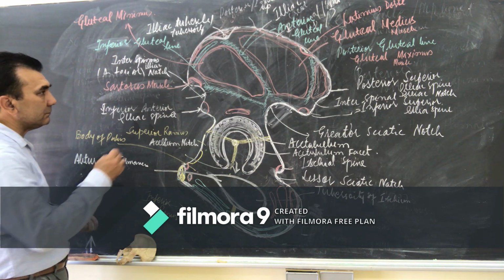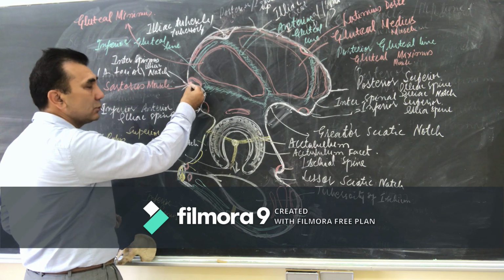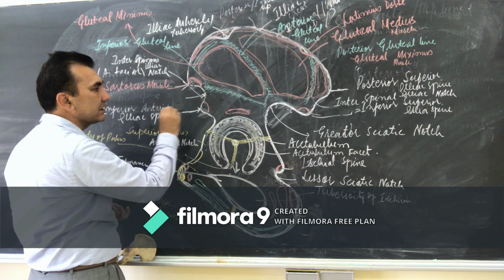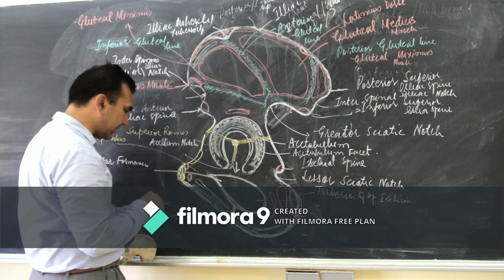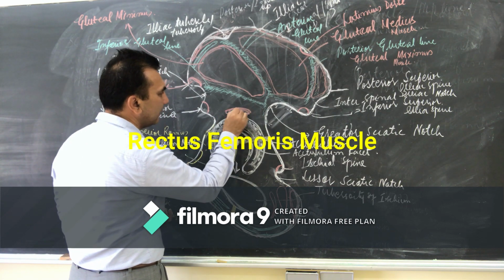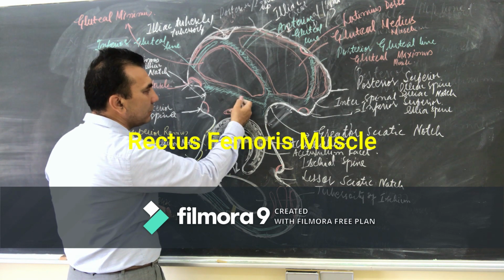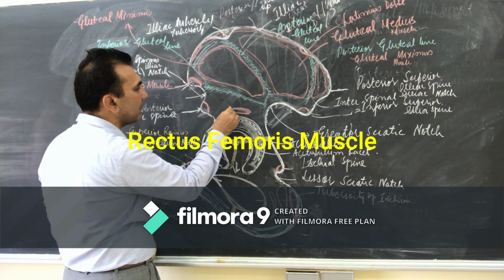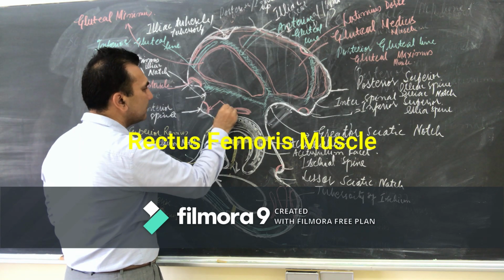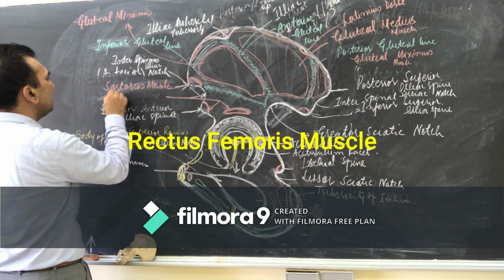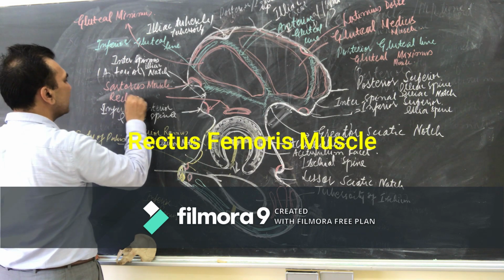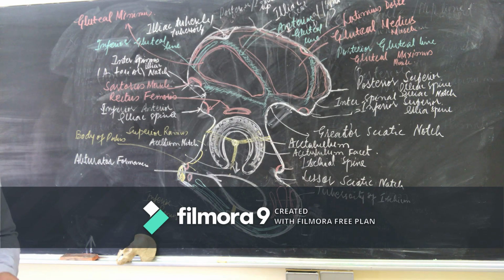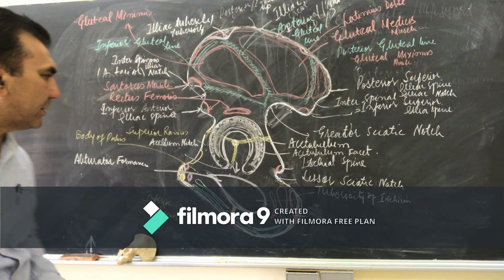Just below the anterior superior iliac spine is the anterior inferior iliac spine. Just above the acetabulum cavity, just below the inferior gluteal line, both this area and the anterior inferior iliac spine are for the attachment of the rectus femoris muscle. The rectus femoris muscle is attached over here.